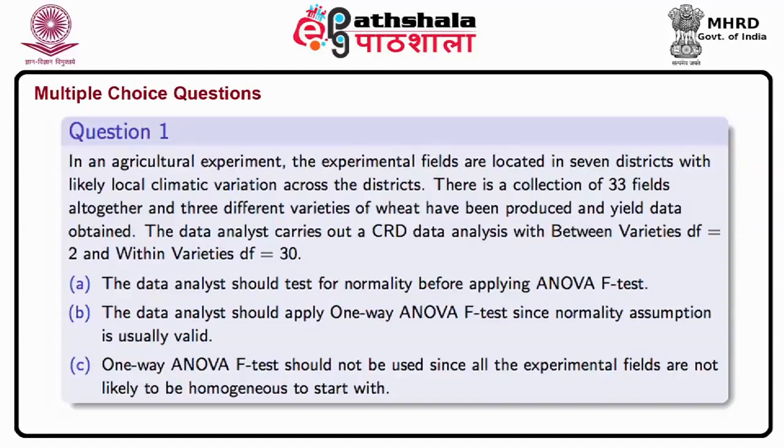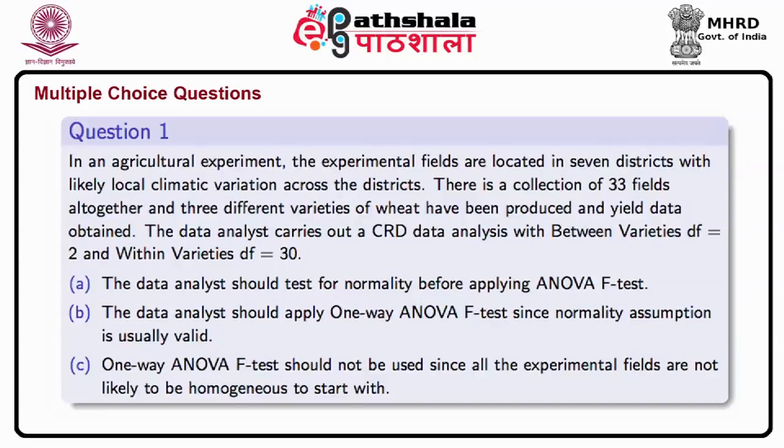If you read the text carefully, it says all these 33 experimental fields are located in 7 districts with likely local climatic variation across the districts. That means to start with, you cannot assume that all the experimental fields are uniform. They have uniform fertility gradient that you cannot assume. So in a CRD model, the basic principle lies on the fact that to start with, all the experimental units are uniform. They have got same quality. There is no quality variation unless you put the treatments, and the treatments make the variation among them.